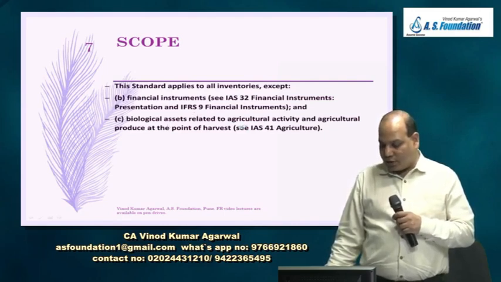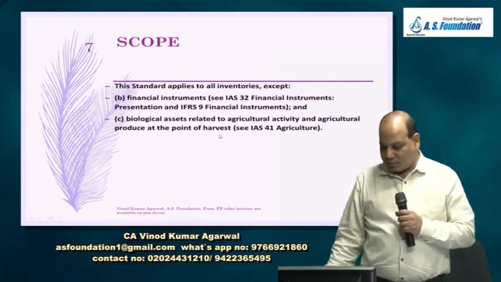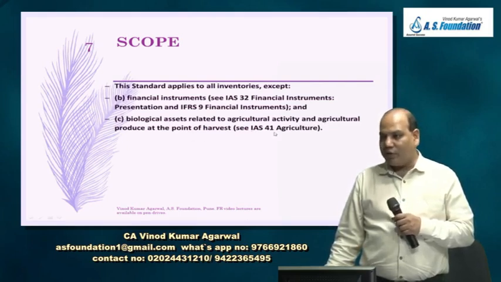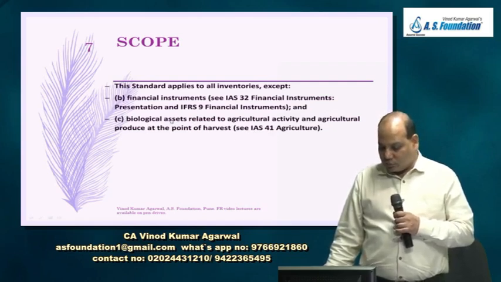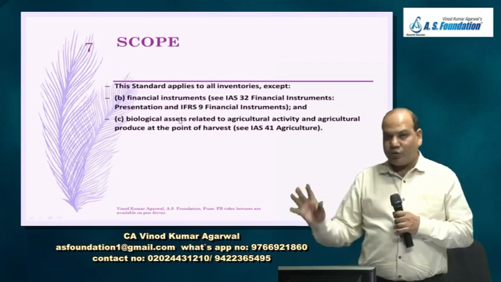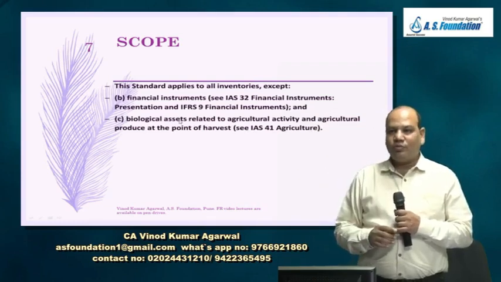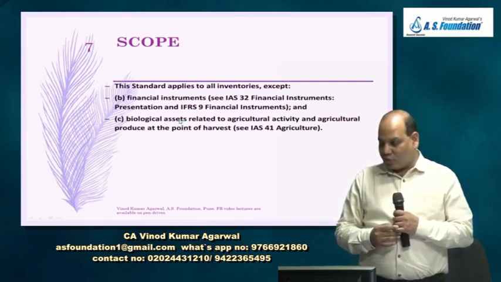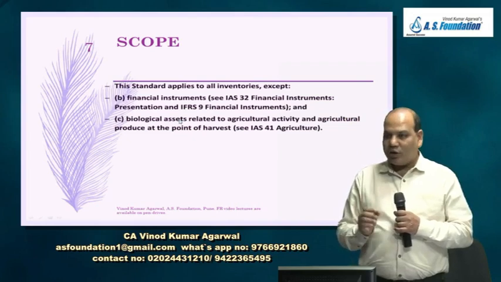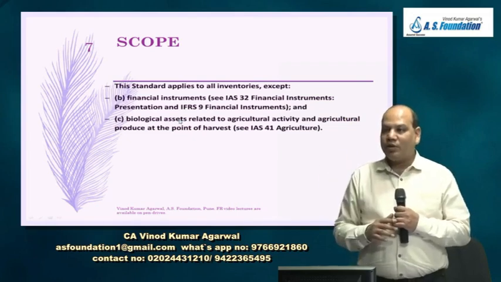Biological assets related to agricultural activity and agricultural produce at the point of harvest. For this you have to refer to IAS 41, called Agriculture. If suppose there is a mango on a tree, is this standard applicable? No. This standard is not applicable to biological assets, meaning living animals and plants.